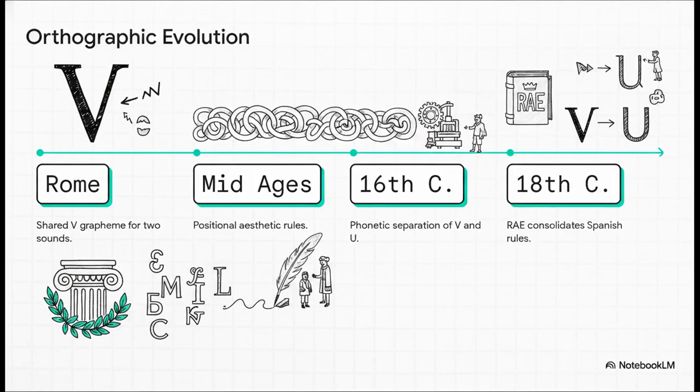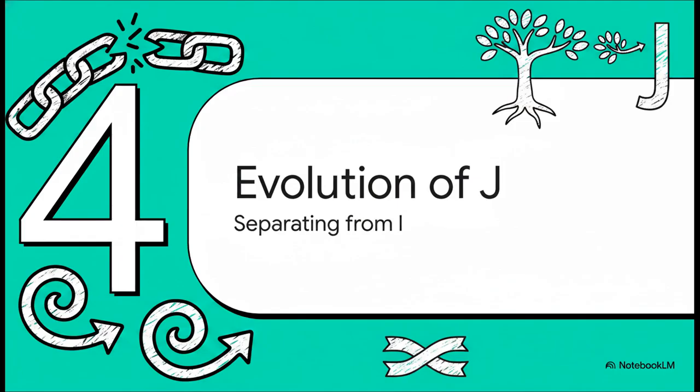And if we look specifically at the Spanish language, this phonetic division was officially consolidated by the spelling rules of the Real Academia Española, the RAE, in the 18th century. It literally took hundreds of years to split one letter into two. Next up, Section 4, the evolution of J.